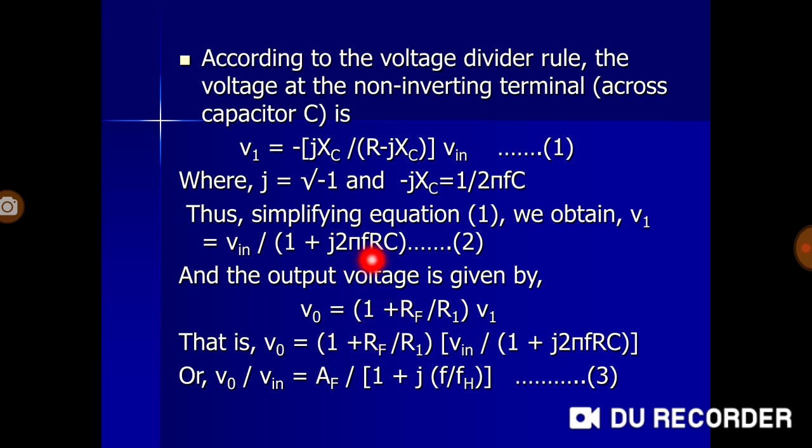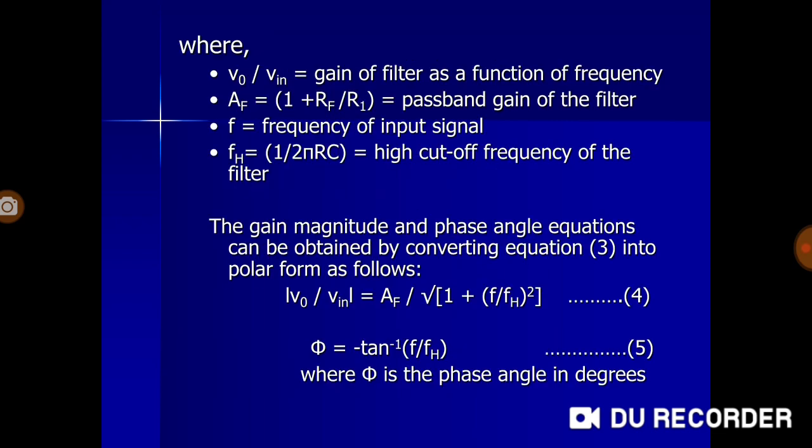So since we have Vin over here, taking it to the LHS, we have V0 by Vin is equal to AF divided by 1 plus j times f by fH. Now here V0 by Vin is the gain of the filter because it is the output to input ratio. So this is the gain of the filter as a function of frequency. AF is equal to 1 plus RF by R1, which is the pass band gain of the filter. Normally when we talk about configurations, it is the closed loop gain, but for filter design we call it the pass band gain of the filter.